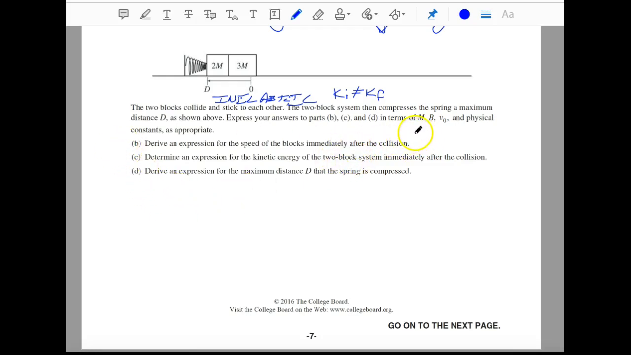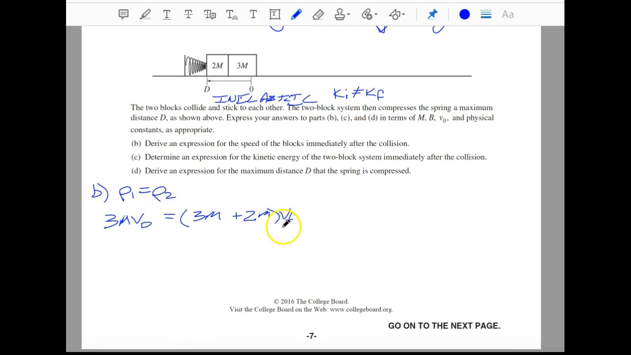So for letter B, we'll just put B right here. The thing that we want to do is just say that the momentum before is equal to the momentum after. Momentum before would be 3m times v0 for our original speed, and that's equal to 3m plus 2m times vf, because the two are now one and have one final speed.